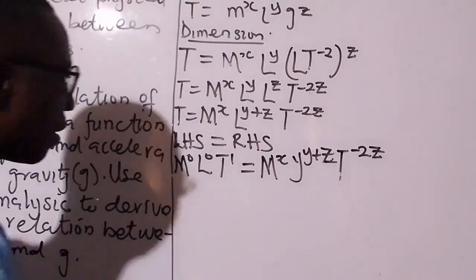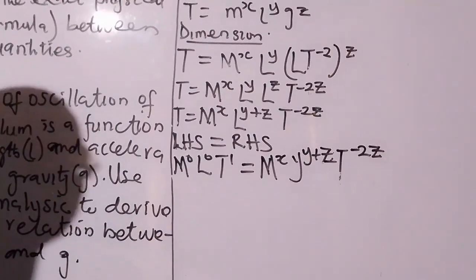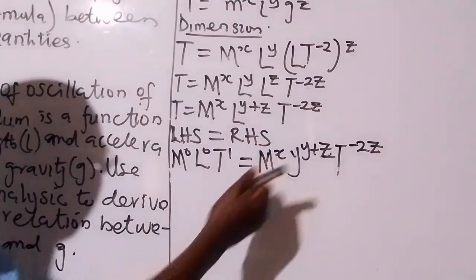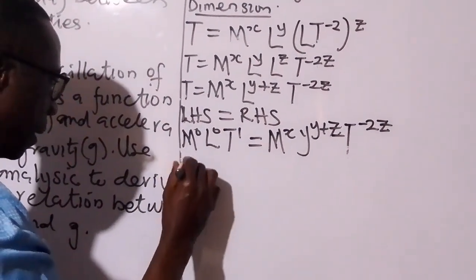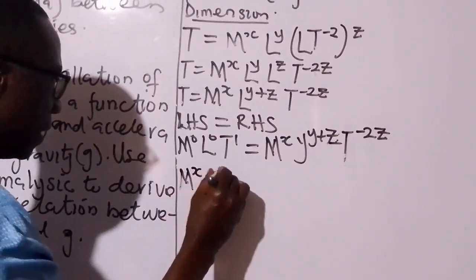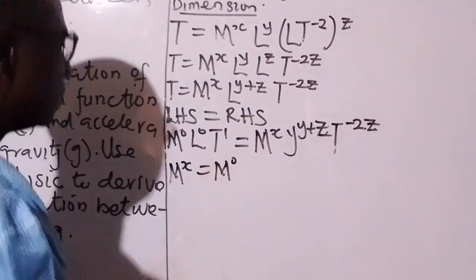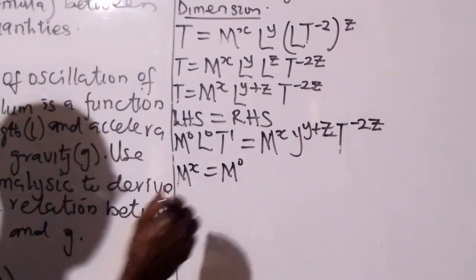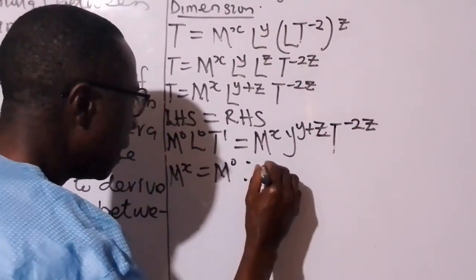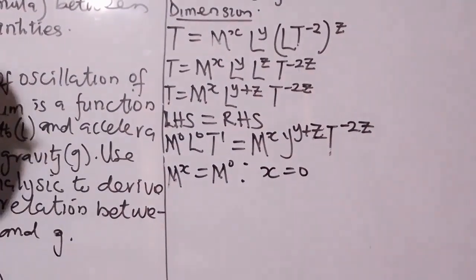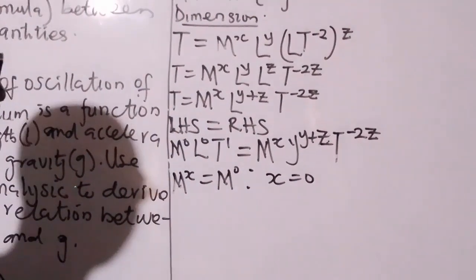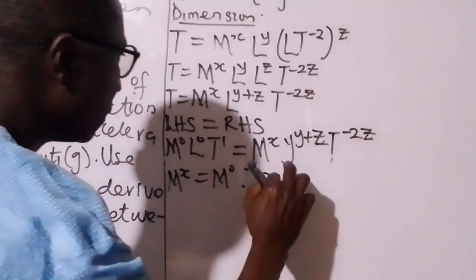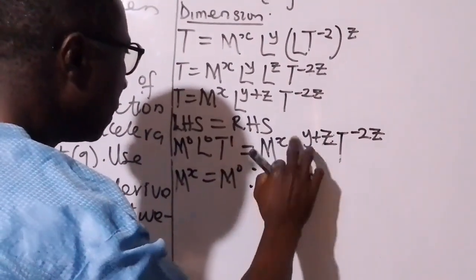So, let's now compare the two sides. That's what we call indices equation under indices. Let's compare the two sides. So we are going to have M raised to power x is equal to M raised to power 0. Again, you can now see that this is an indices equation. So this one will now give us x equal to 0. Let's take L also. Let's take L. This one should be L.